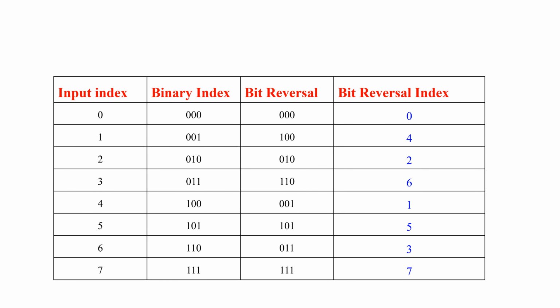Now, finally, we have to use the bit reversal operation. In the bit reversal process, there are 8 indices from 0 to 7 that we have to convert into binary. After converting to binary, we have to reverse the bits. After bit reversal, we calculate the decimal index. The decimal index is 0, 4, 2, 6, 1, 5, 3, 7.